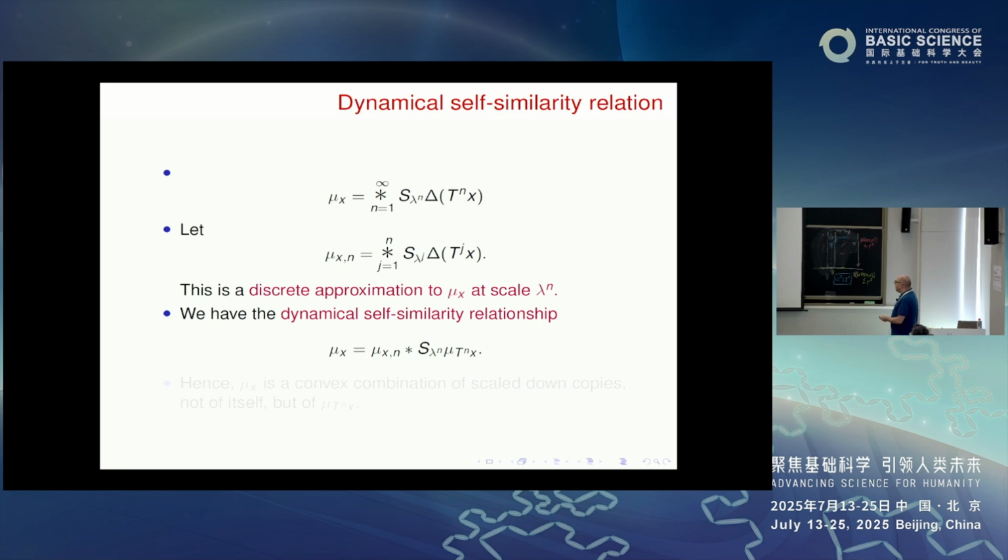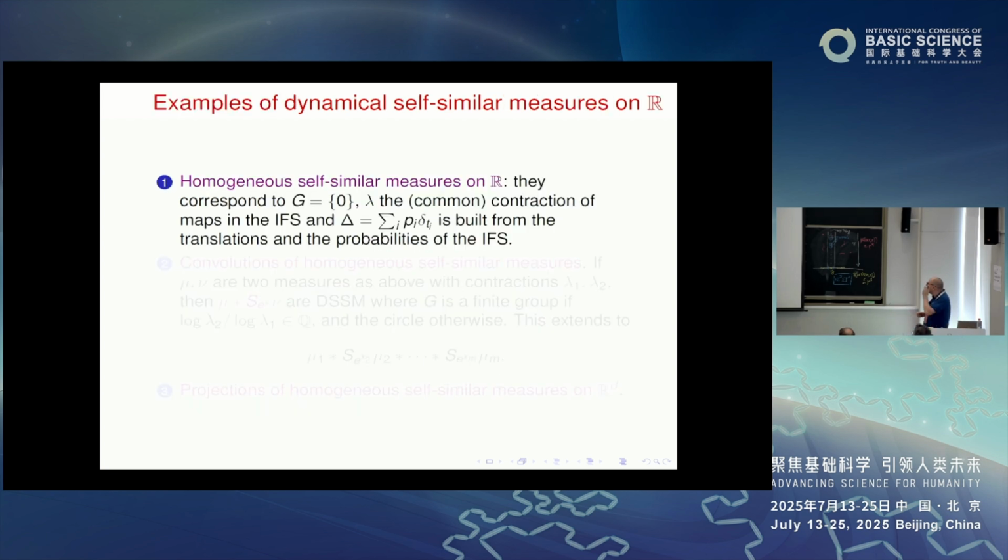So convolving with an atomic measure means taking some affine combination of translates of the measure. Then we scale down, and then we have another measure in the family. So each measure in this family is a convex combination of translations of scaled down copies of other measures in the family. And these other measures are given by these dynamics. So in this sense, this is dynamical self-similarity. Any questions? Okay, as usual, I'm going extremely slowly.